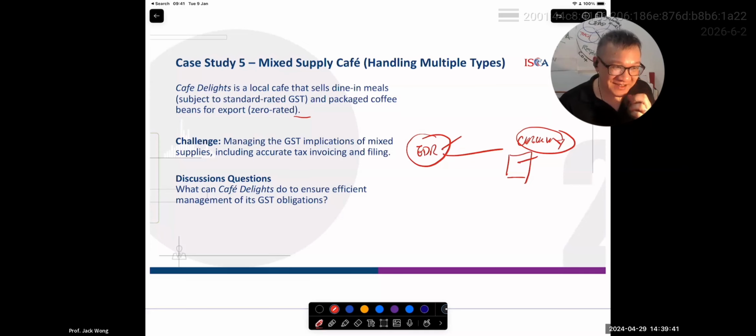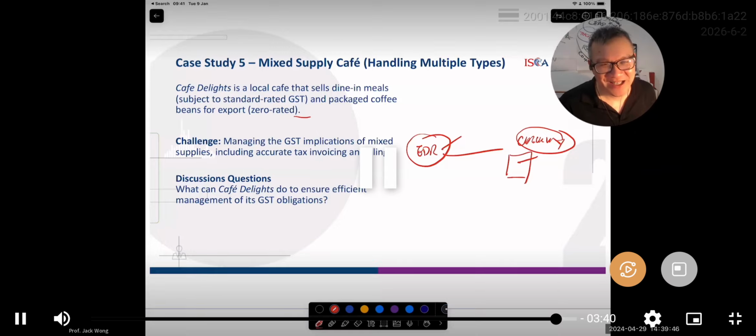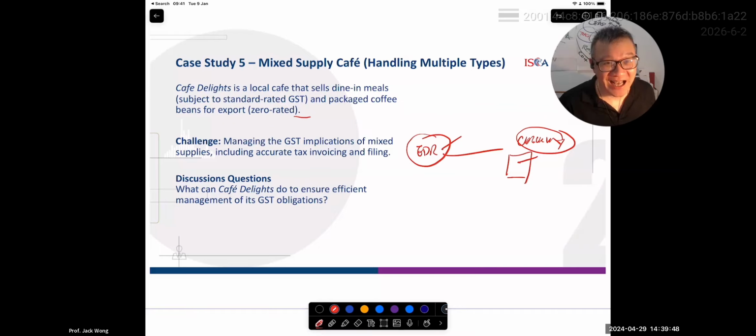Remember, missing a piece of document can mean you may think it's a zero rated supply. Actually, it ends up as a standard rated supply. Whose fault? Everyone's fault in this process. Okay, so that's the reason why you need to know and educate your colleagues in a company so that they can help you ensure the GST compliance process, maybe they can help you to comply with the GST obligations.